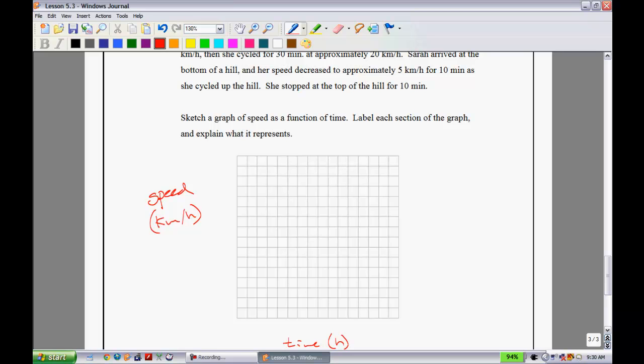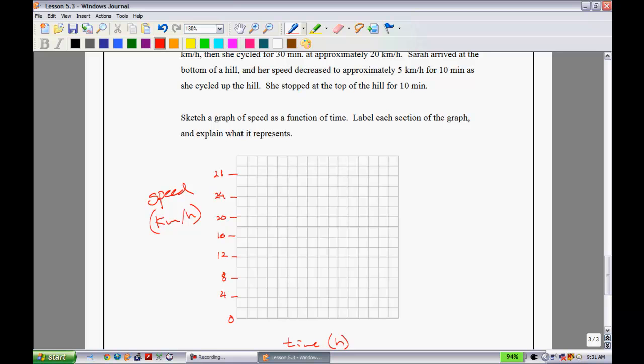Now let's take a look at her speed. Well, the maximum speed that she went, it looks like it was 20 kilometers an hour. So I'm going to make those go up by an appropriate amount. Let's make them go up by fours. I will start here at 0 and go up 4 units at a time. So we have 0, 4, 8, 12, 16, 20, 24, and 28, just to give us some room. Why I chose to go up by that amount was so it kind of spread it up over those axes fairly well.